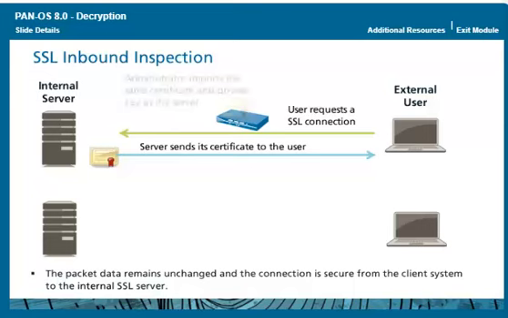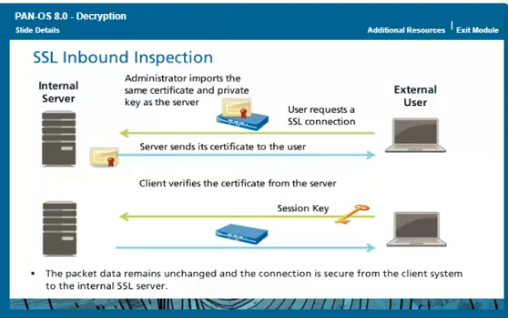Before the firewall can inspect SSL traffic going to an internal server, it needs a copy of the server certificate and private key. An SSL decryption policy rule also must be configured on the firewall to inspect the inbound traffic. After this configuration is complete, the firewall can decrypt and read the traffic before it forwards the traffic to the server. Assuming that the firewall does not block the traffic, it forwards the original encrypted traffic to the internal server. The secure SSL connection remains between the SSL client system and the internal SSL server.